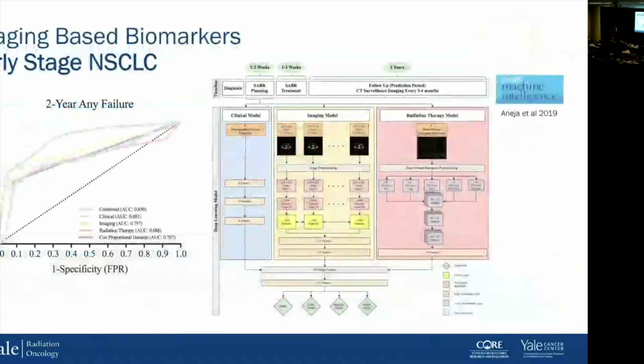And so the first step was when we looked at early stage non-small cell lung cancer. These are patients with small non-small cell lung cancer tumors that are treated with radiation therapy alone, stereotactic body radiation therapy. When we're thinking about it as a clinician, there are multiple variables that I think about whenever we're trying to predict outcomes for early stage non-small cell lung cancer. First, we're thinking about the images. What does the tumor look like?